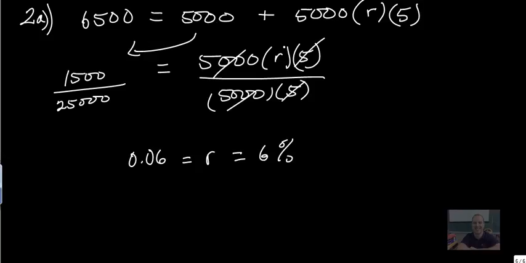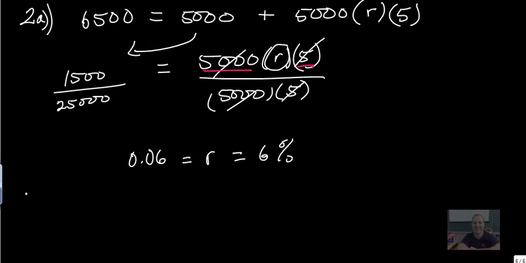So I'm just isolating for R here. 5,000 times 5 is what I need to divide off, and that's 25,000. So that's where this comes from. 25,000 here, 25,000 there. So the R is 6%.